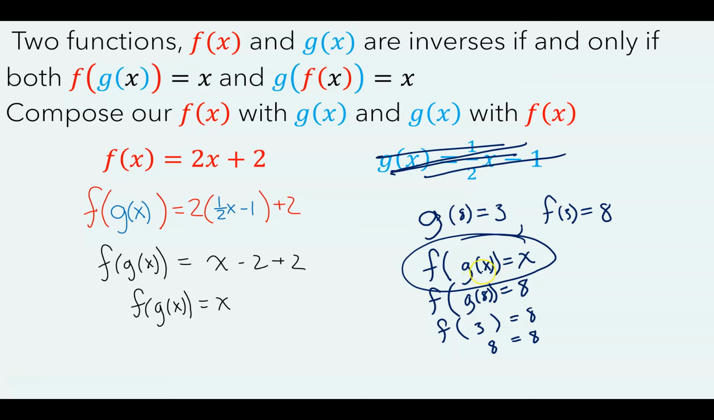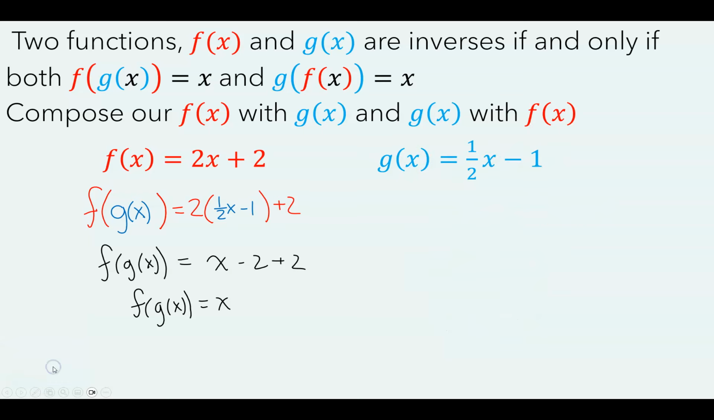We're going to put an x into g. We take that y value, and that y value is the input to f. And if we get the x we started with, then we have a pair of inverses. And that's kind of the exact same idea, just in algebraic form, as swapping x and y.